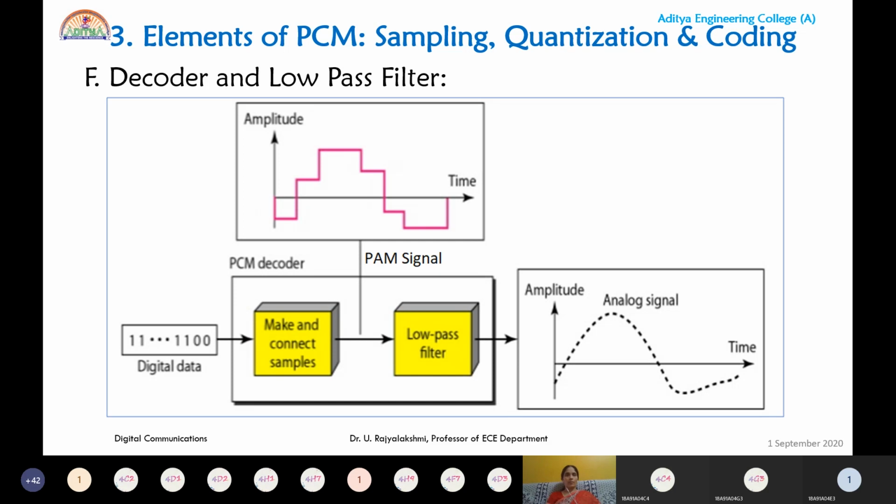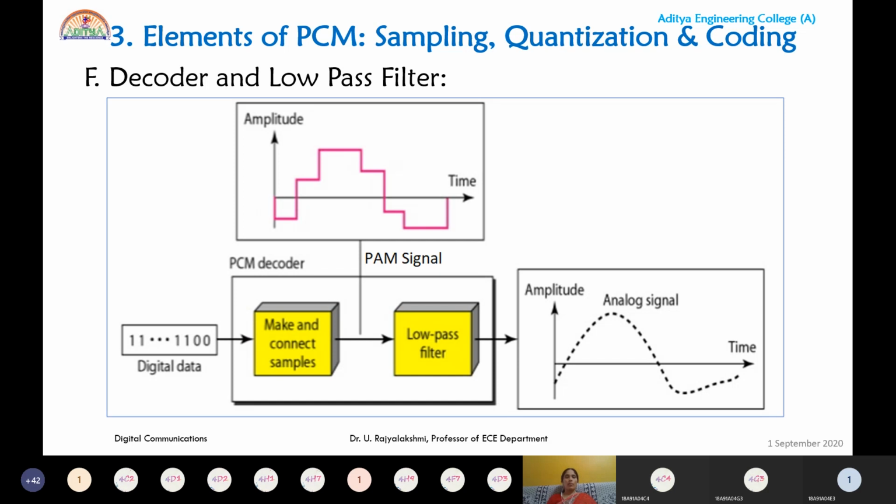If we observe the PCM block diagram, the receiving section consists of a decoder and a reconstruction filter. The example for the reconstruction filter is a low pass filter. Why are we considering a low pass filter here? Because our intention is to extract only the low frequency signal, because our message signal is a low frequency component.